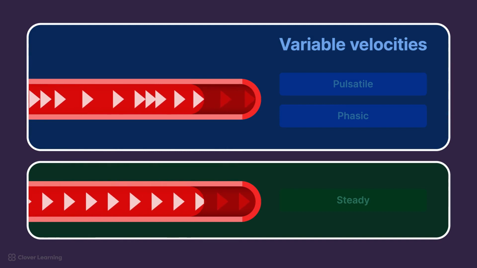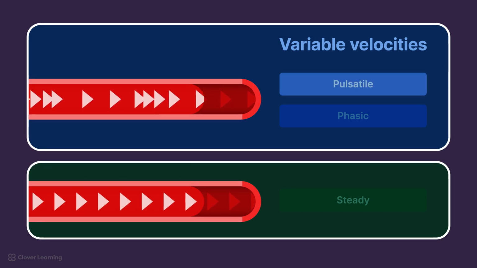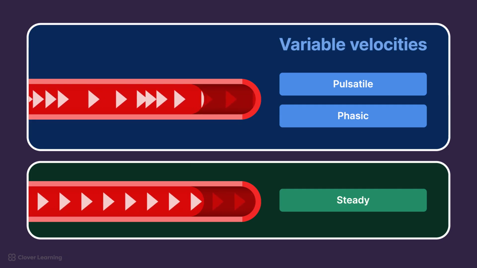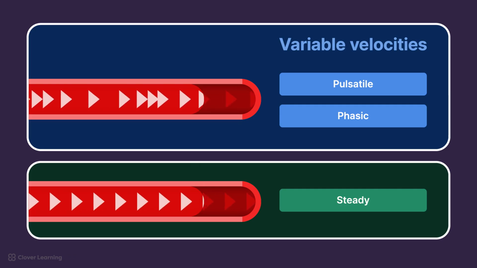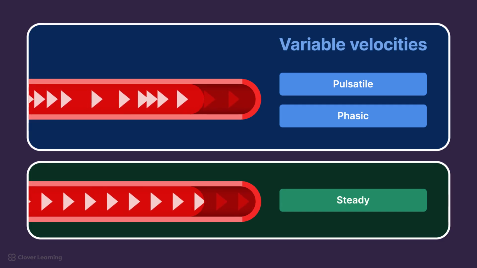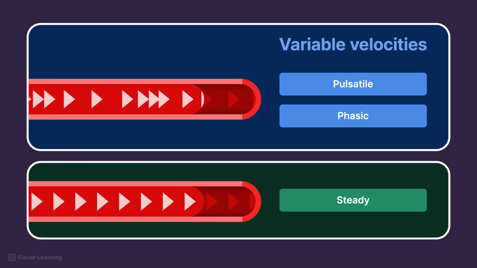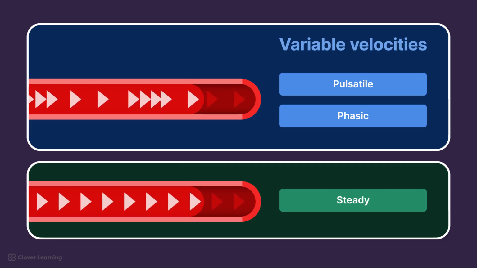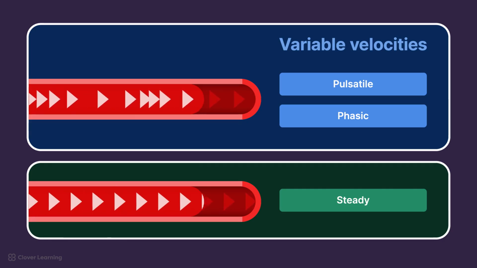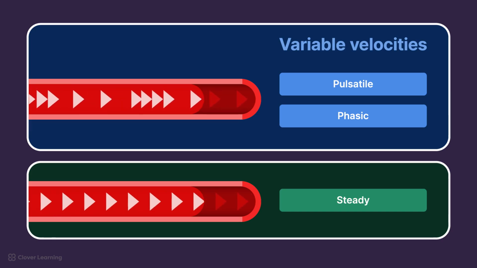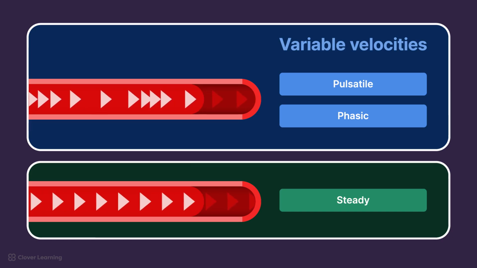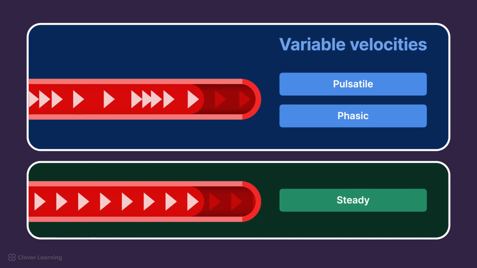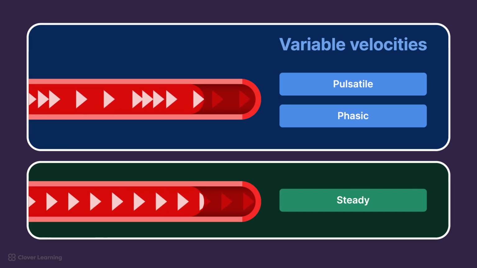We can use velocity to discuss different forms of flow: pulsatile, phasic, and steady. Pulsatile and phasic flow occur when blood moves with variable velocities. Pulsatile flow occurs as the result of cardiac contractions and appears in arterial circulation, while phasic flow occurs as the result of respiration and appears in venous circulation. Steady flow occurs when blood moves at a constant velocity, similar to water coming out of a garden hose, and occurs in venous circulation when individuals stop breathing for brief periods of time.